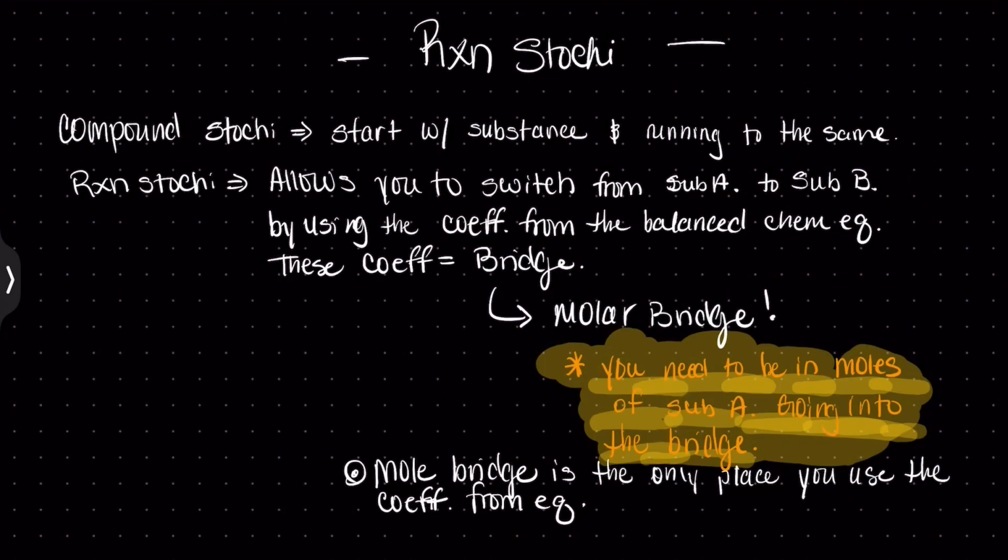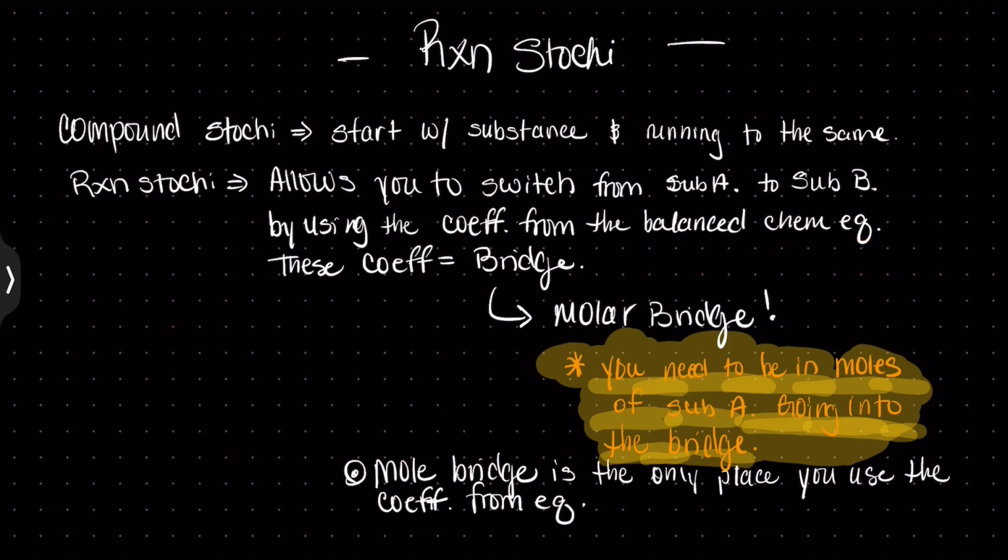All right, ladies and gentlemen, let's get started with reaction stoichiometry. Reaction stoichiometry is the exact same thing as compound stoichiometry, just with one extra step. In compound stoichiometry, you start with one substance and you just run through different units of the same substance. However, with reaction stoichiometry, this allows you to switch from one substance to the other with a reaction using the molar coefficients we get from the balanced chemical equation.